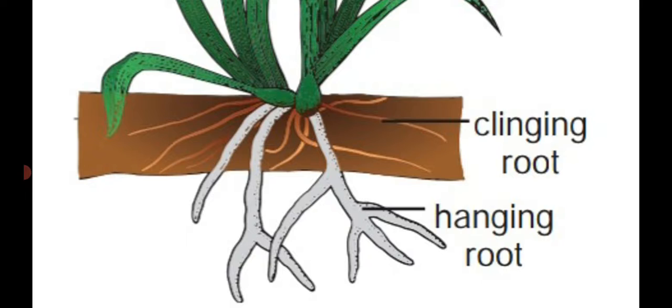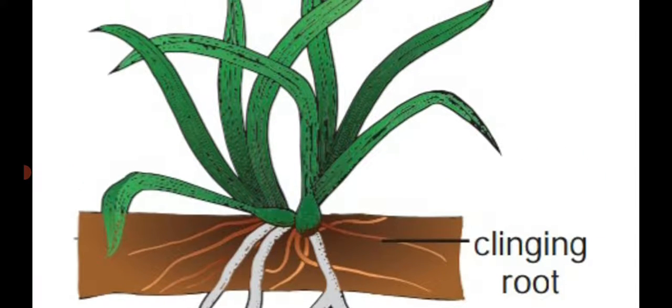The clinging root is the normal root, which gives mechanical support. Then the other one, the white color one, is the hanging root, which contains white color tissue known as velamen tissue. This velamen tissue only absorbs water in the surrounding air.